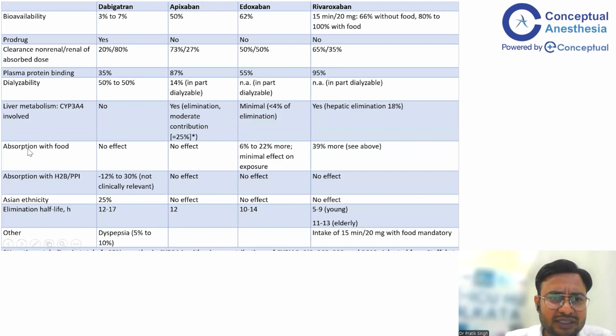This is a table I have told, taken from the American Heart Association. Absorption with food: most of them have no effect from food. Absorption with any PPI has to be taken care of, but not necessarily if the patient is taking any DOAC. Elimination half-life is important. It decides how frequently we can use this drug, because if the half-life is 12 hours, the drug has to be given twice daily. If it is more than 24 hours, then the drug can be given once a day. And dialysability helps when the patient has kidney disease.